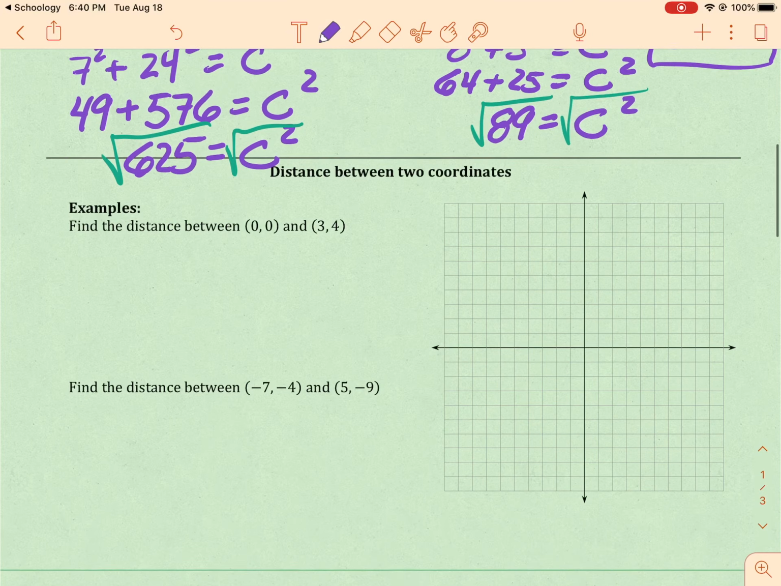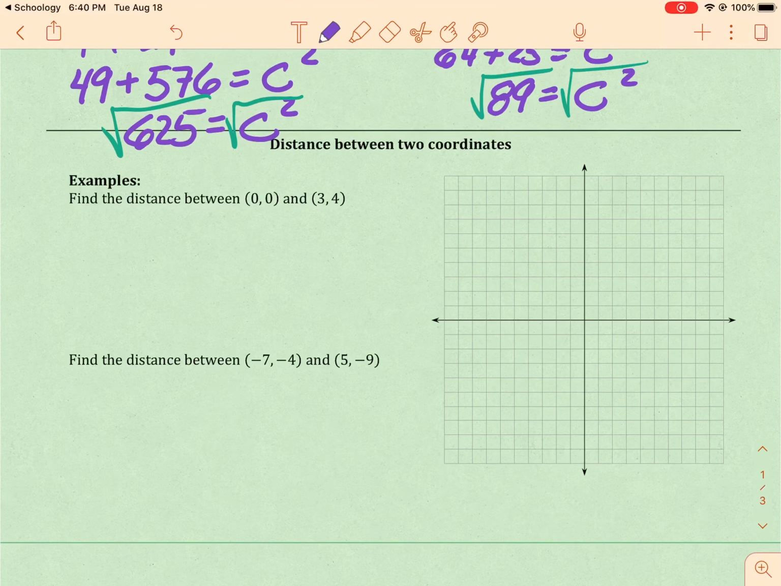Let's look at finding the distance between 2 points. To start off with a basic idea, find the distance between (0, 0) and (3, 4). Here's (0, 0). (3, 4) would be 3 to the right, 1, 2, 3, and 4 up, 1, 2, 3, 4. So we want to find this distance right here. I intentionally put the little dots there. If you notice, it can almost form a right triangle, because a vertical distance and a horizontal distance together are perpendicular.